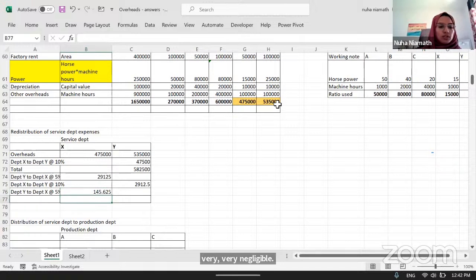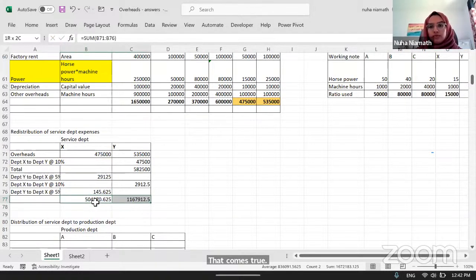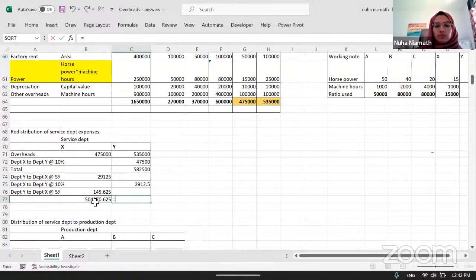You can do a total of this. If you want, you can further proceed and bring it to an absolutely zero amount. But 146 is also a very small amount. So we can stop the trial and error method of allocating and take the total now. That comes to... So this is your trial and error method.